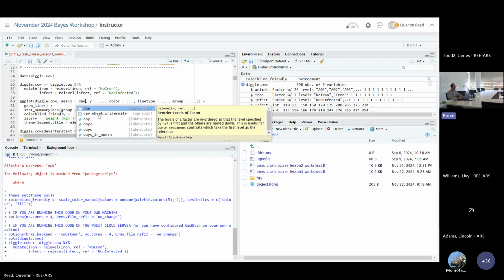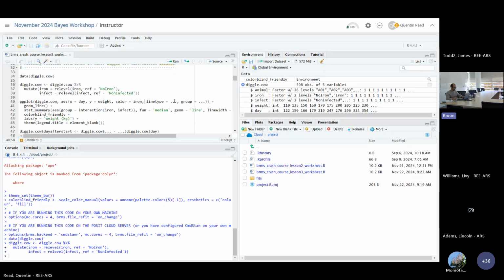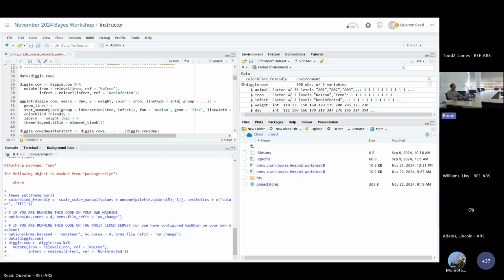So we want day for the x-axis. ggplot is always very explicit about which column in the data goes to which element of the plot. X-axis for day, y-axis for weight. The iron column is being used to tell you what color the lines will be, and the infect column is what style of line. And then for the animal, each cow is a group. So let's draw that plot.